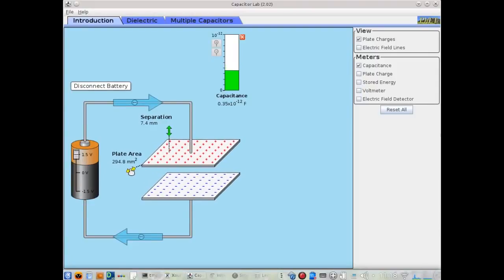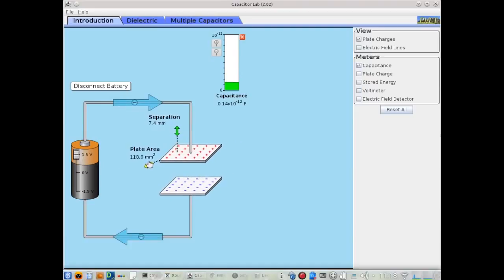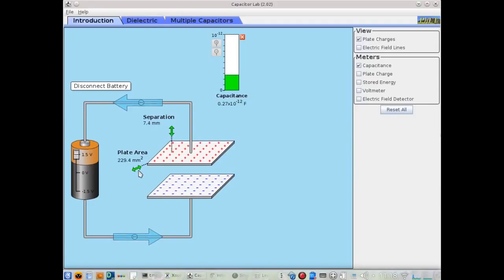I can shrink the area, and I would expect the capacitance to drop, and that's exactly what we see. Let me move this out to an intermediate area again. Now, what will happen if I decrease the distance between these plates? What happens to the capacitance if I keep the area fixed?